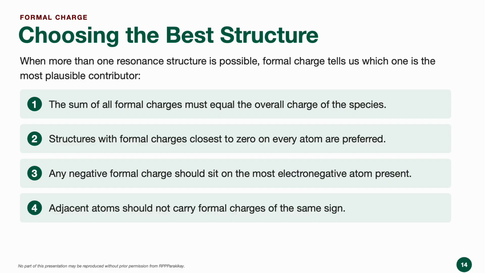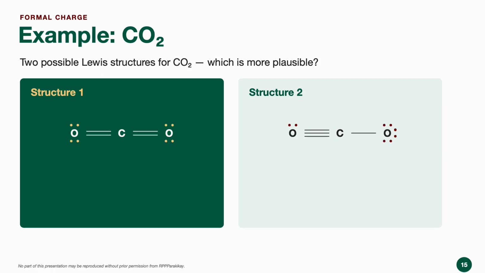And fourth, you generally should not see two adjacent atoms both carrying the same sign formal charge. So two positive charges or two negative charges next to each other represent an unfavorable or unstable Lewis structure. Now let's use the guidelines to decide between two structures of carbon dioxide. CO2 can be drawn with two double bonds or with one triple bond and one single bond.